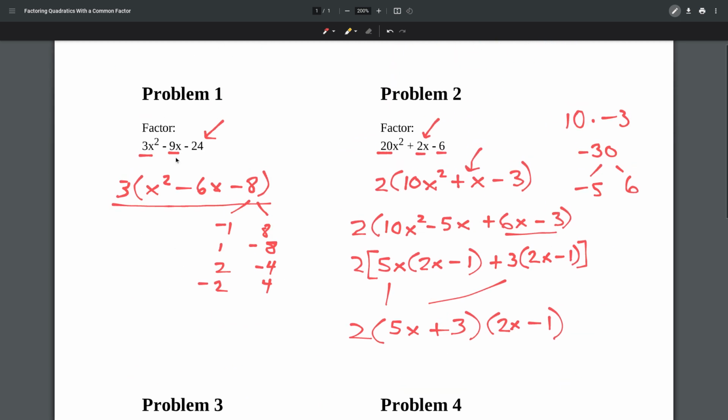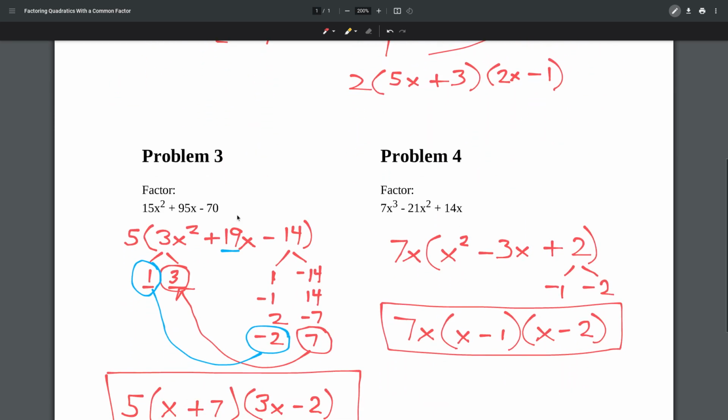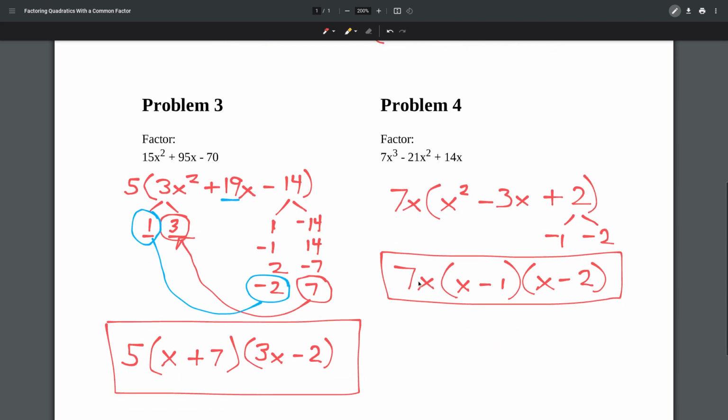For instance, in the first one, I looked at this one and said it really doesn't factor. I probably meant to make this a plus 8. If I made this a plus 8, then negative 2 times negative 4 would have worked. But since I made it a minus 8, that one wasn't factorable. And then if you can factor it, like this one, go ahead and factor it. You can pull out a variable if you want to.